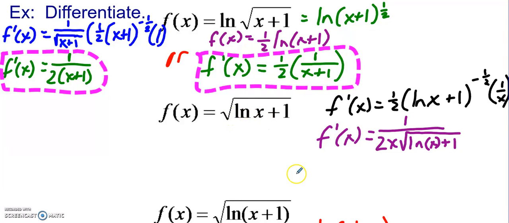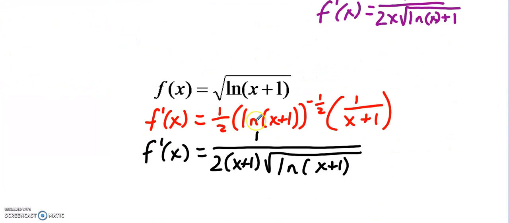Next one, so this one's a little bit tricky, and I tried to emphasize this in talking, but the natural log is only being taken of x as opposed to the entire quantity x plus 1, which it is down here. So here we have to do the chain rule. So we can start out by bringing the 1/2 down, 1/2 natural log of x plus 1, all to the negative 1/2, times the derivative of the inside, the derivative of natural log of x, which is just 1 over x. Now, if I simplify this a little bit, I can bring this down to the denominator, and I get f prime of x is 1 over 2x root ln of x, and then plus 1.